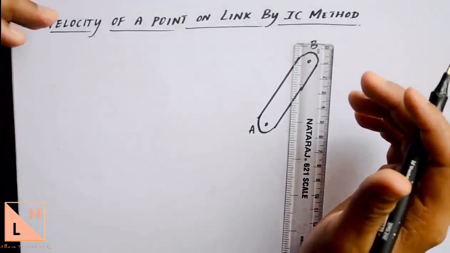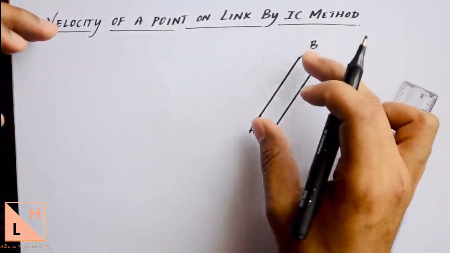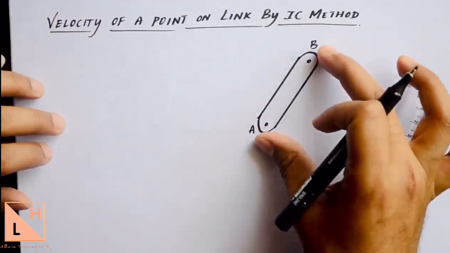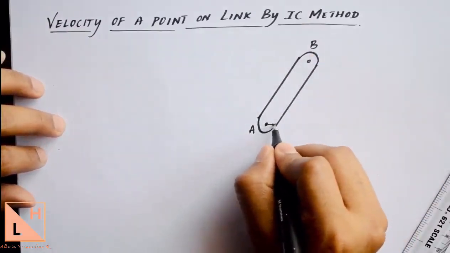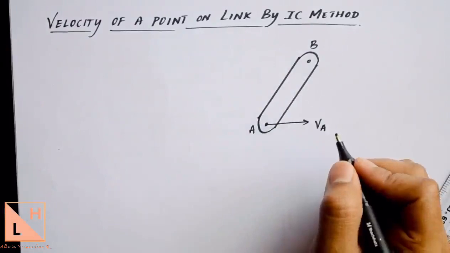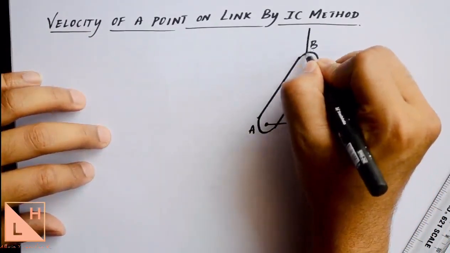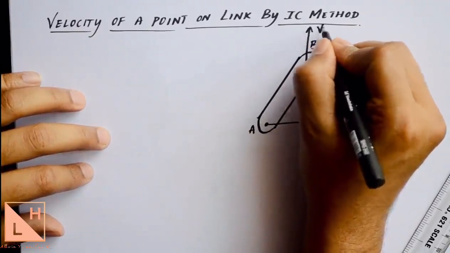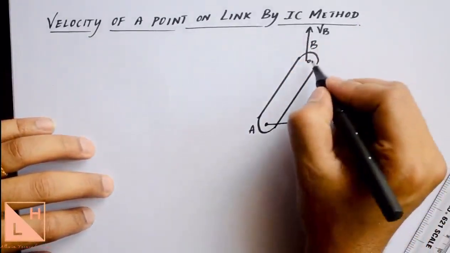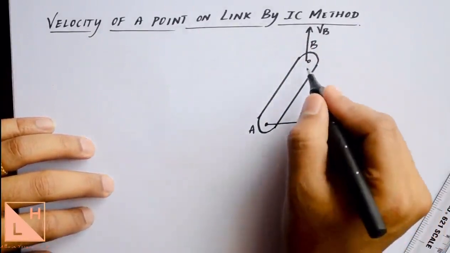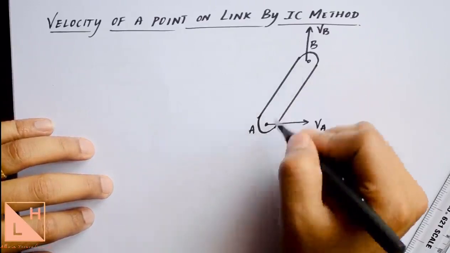As we saw in the last property of IC, you will be able to find the velocity of any point in between the link if you know the velocities at the two different points. Let's assume a simple link AB. Now let us assume that we know the velocities at these two points. So velocity at A will be VA and velocity at B will be considered as VB. Using these two velocities, we will be able to find out the velocity of any point in between this link.